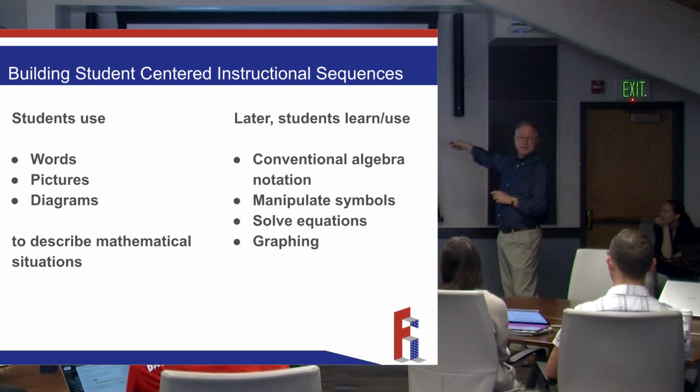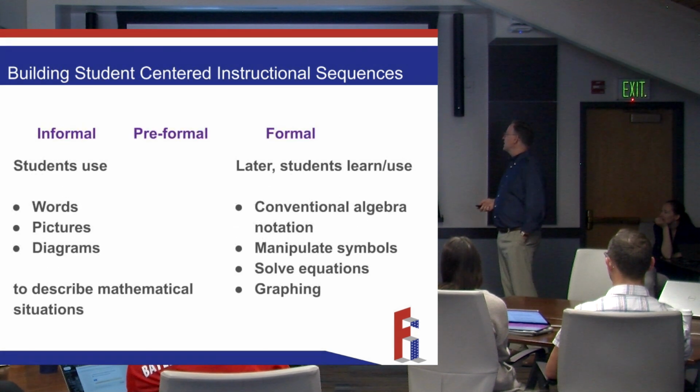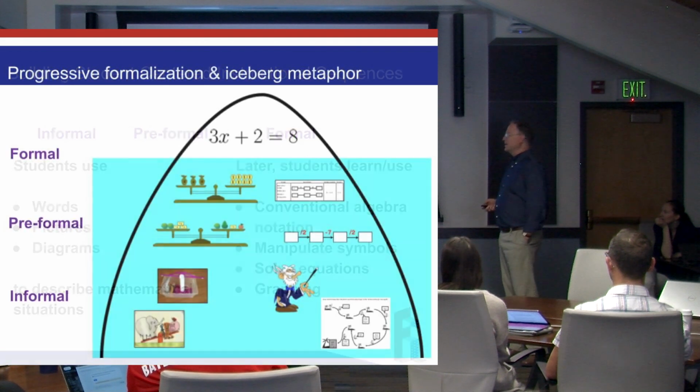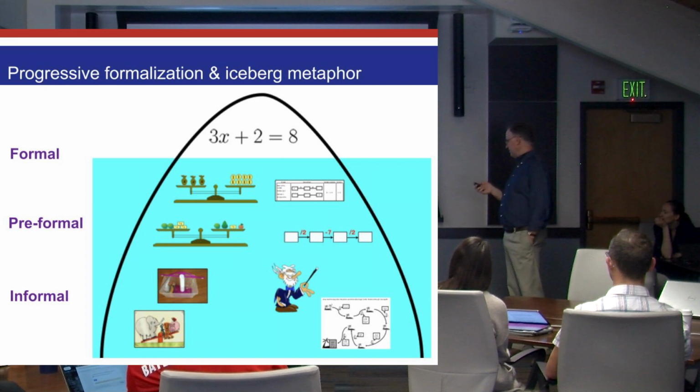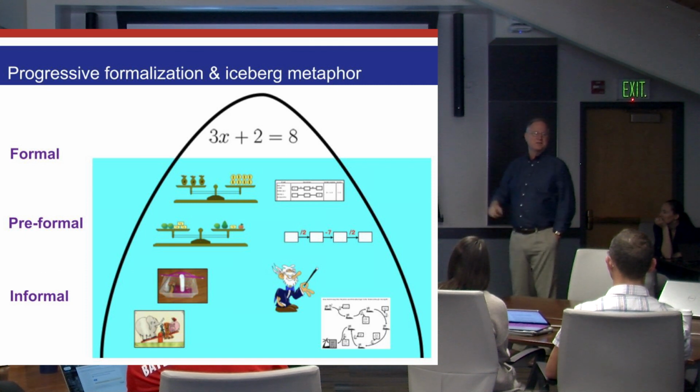But you're eventually getting to some of your other, more formal mathematical goals. That is one of the approaches here. This informal to formal approach has also been captured in what's called an iceberg model. Some of you have seen this before. For some of you, this is new. Down below, the informal, these are problem contexts that could be used.